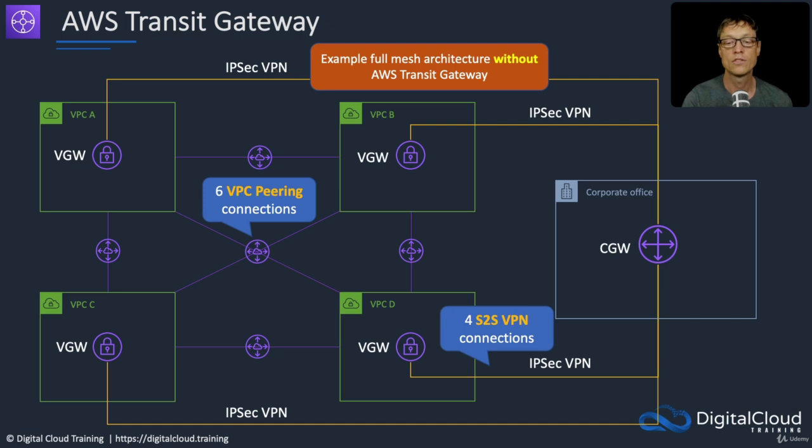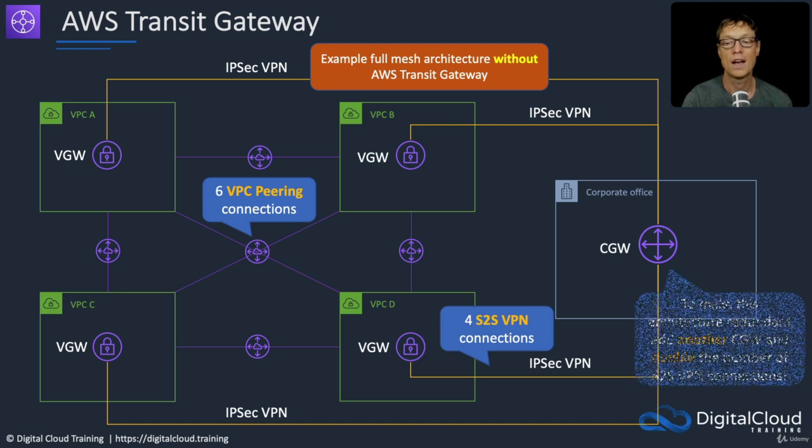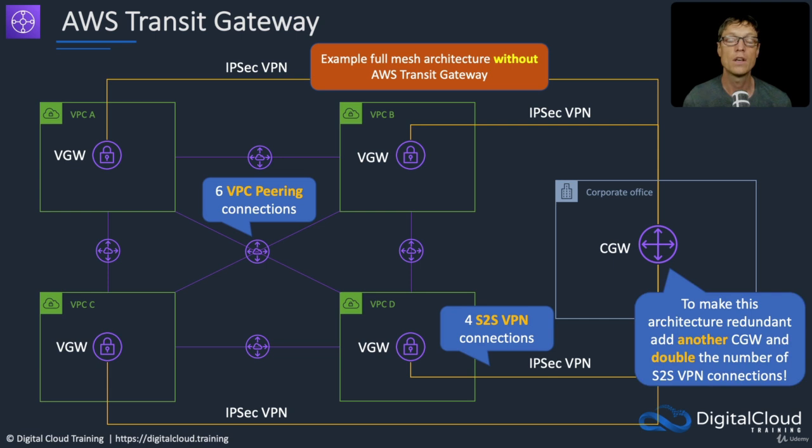So there's 4 site-to-site VPN connections, and that's not even including redundancy. If you wanted to add redundancy, you'd need another customer gateway and double the amount of S2S VPN connections. So it starts getting super complex.